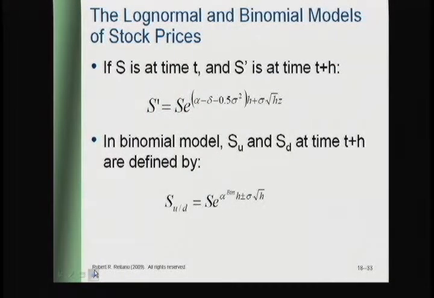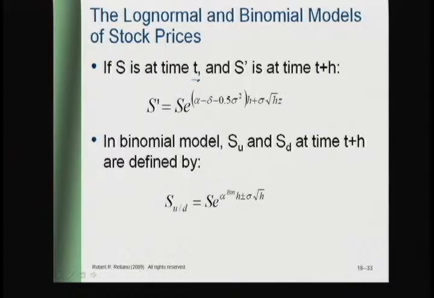So now let's revisit the connection between the log normal and the binomial models. Again, this idea was introduced in Chapter 11. Let's pursue it in a little more detail. What we now have in our log normal model is that if S is the price at time t, and S prime is the price at time t plus h, so I have an intervening period of time h, that's the typical binomial lattice model.